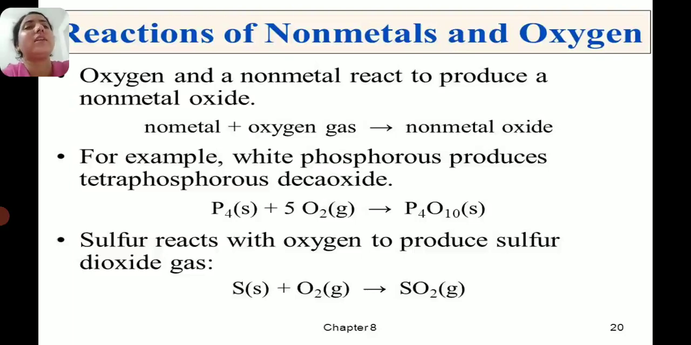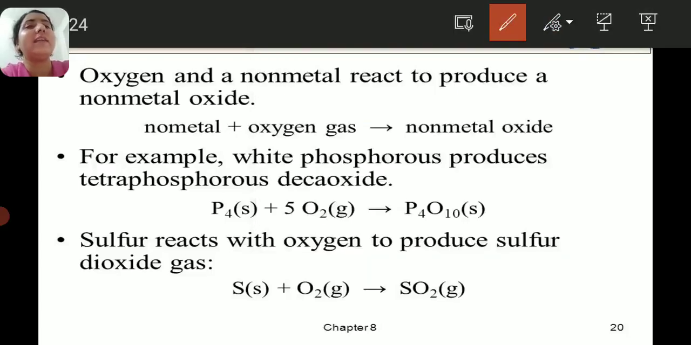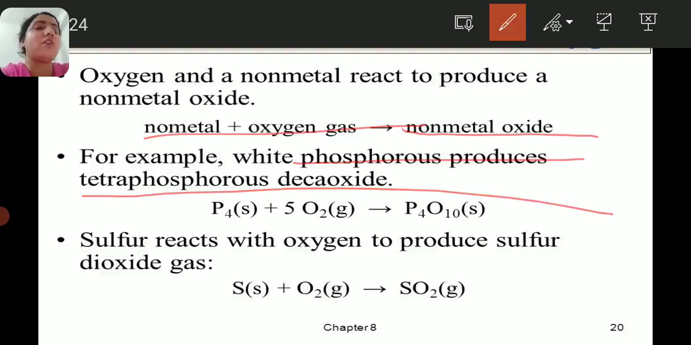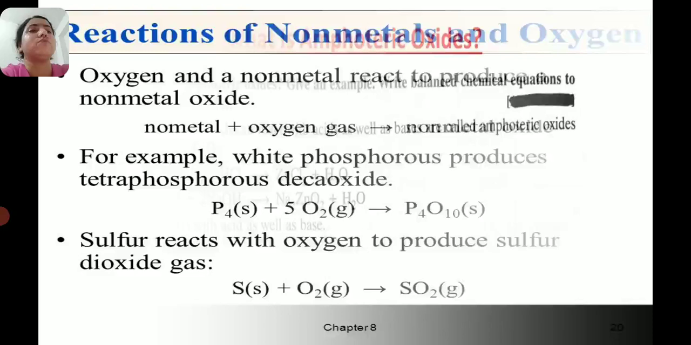Oxygen and a nonmetal react to produce a nonmetal oxide. Nonmetal plus oxygen gives nonmetal oxide. For example, white phosphorus produces tetraphosphorus decaoxide: P4 plus 5O2 gives P4O10. Sulfur reacts with oxygen to produce sulfur dioxide gas: S plus O2 gives SO2.